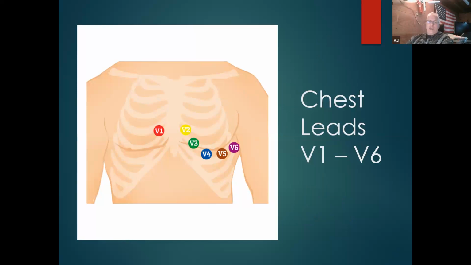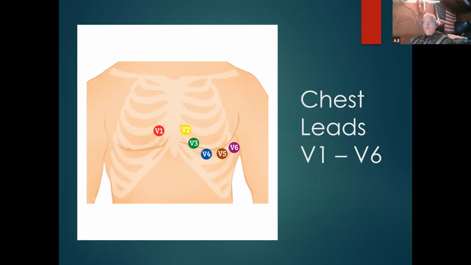Anyway, this one's right, however. Chest leads V1 through V6. As you're looking down, you're looking for the fourth intercostal space to place V1. Find the fourth on the right side, and then V2 goes in the fourth intercostal space on the left.